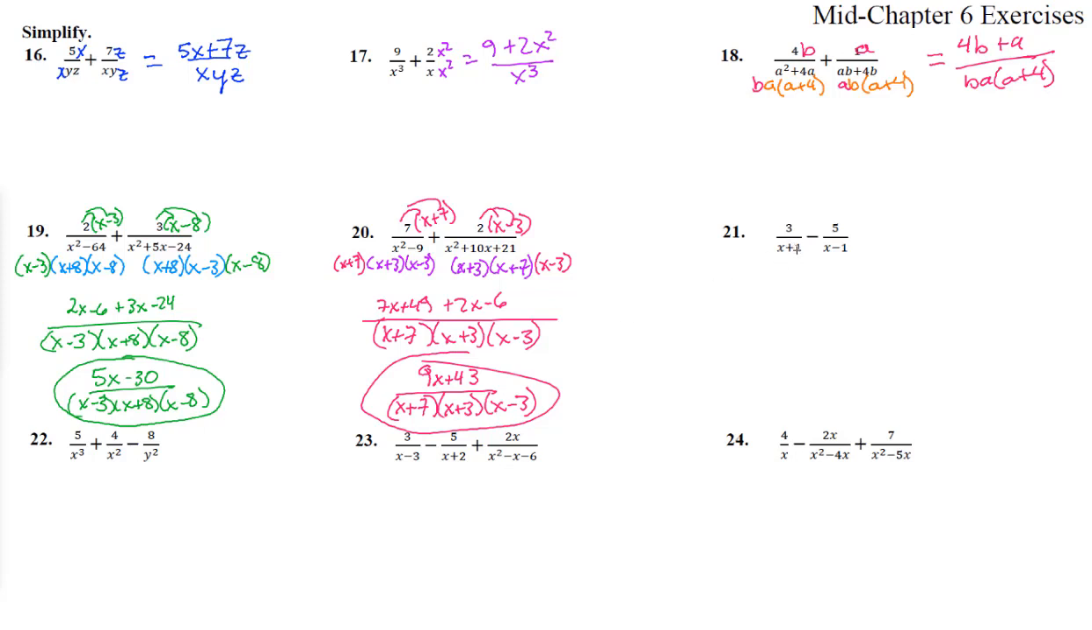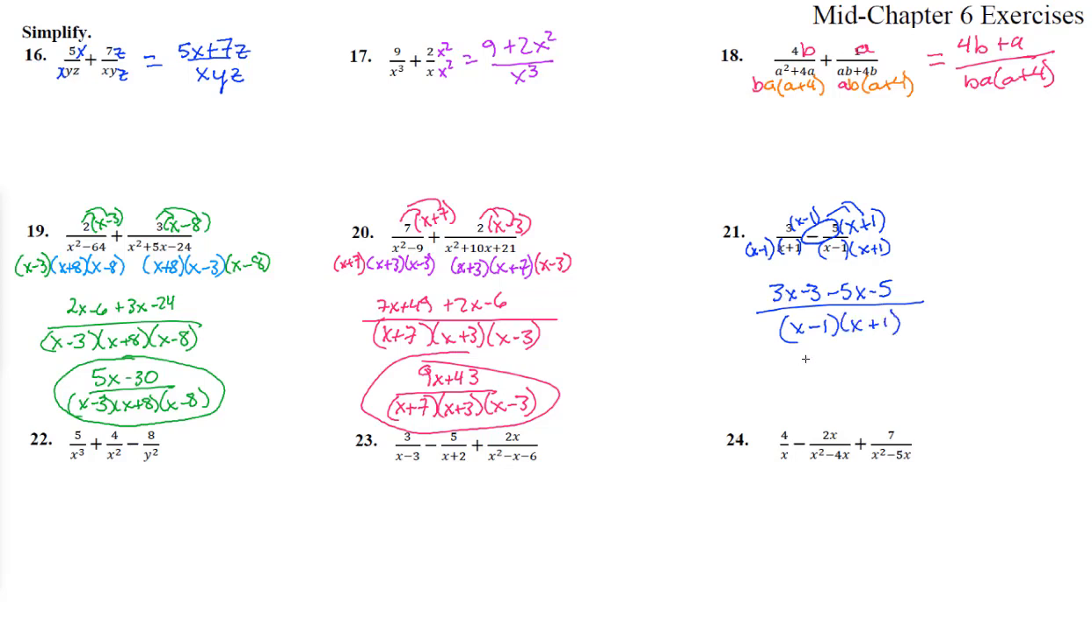Let me see. We can't really factor these, so this guy needs an x minus 1, and times by x minus 1. And this guy needs an x plus 1. With nothing in common, you just have to multiply the two denominators. So this becomes 3x minus 3. Now watch out, there's a minus 5 that jumps in here. So minus 5x minus 5 all over this x minus 1, x plus 1.